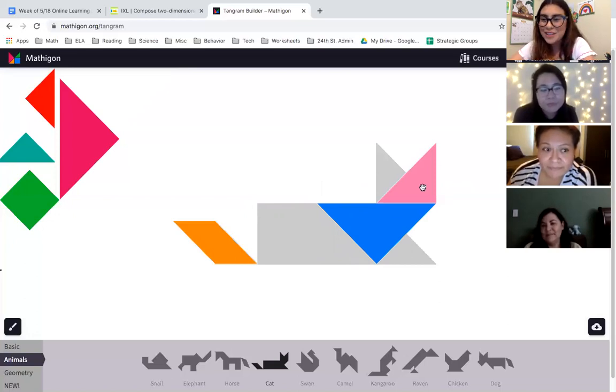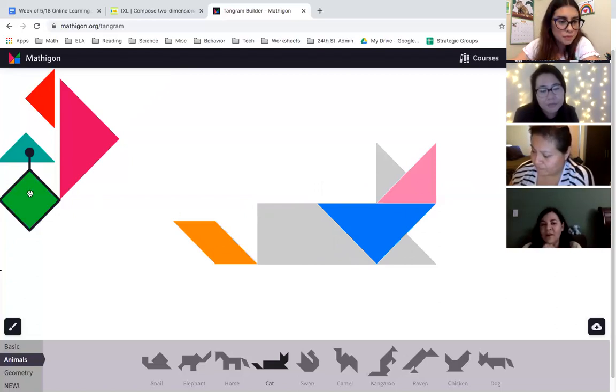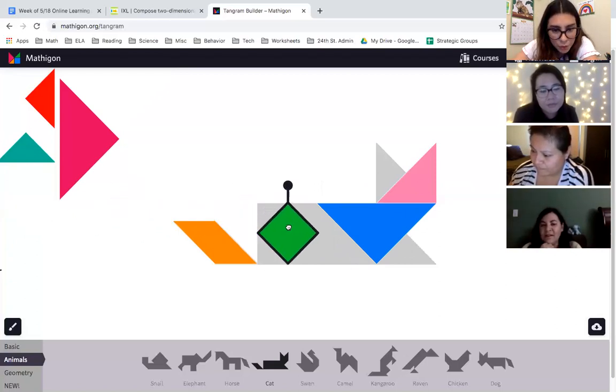All right, going back to you, Miss Hernandez, what's the next shape we should work with? I'm looking near the tail, the back part of his body. It kind of looks like a square shape. So I think I want to move the green one in there. Okay. So should we rotate it or leave it like this? Rotate it.